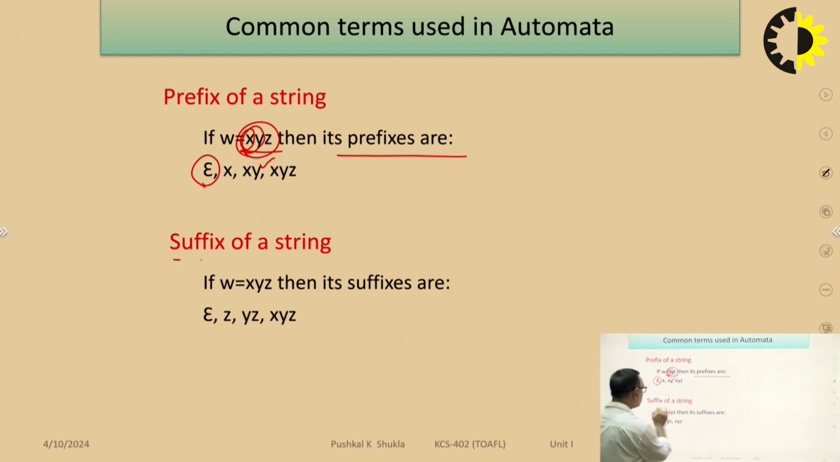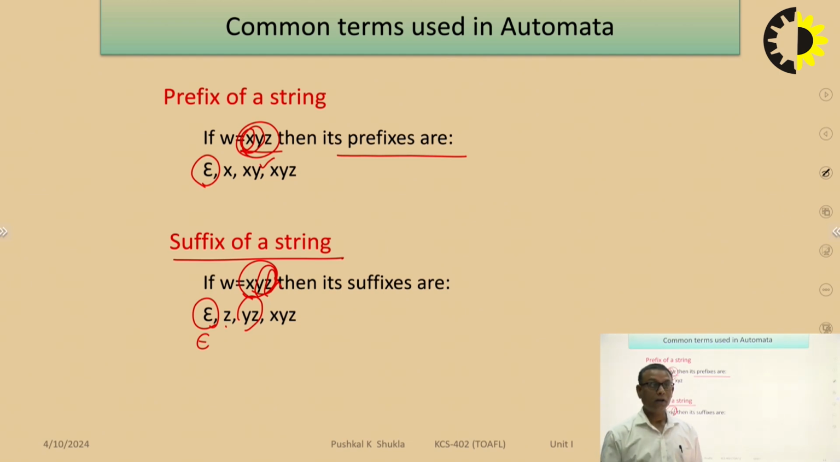Similarly, suffix of a string. If W equals xyz, then its suffixes are lambda, also called epsilon, both are the same. z is a suffix of xyz, yz is a suffix of xyz, and xyz is a suffix of xyz. So there are also 4 suffixes of the string W equals xyz. And here, very important, lambda or epsilon is also a prefix and suffix of a string.